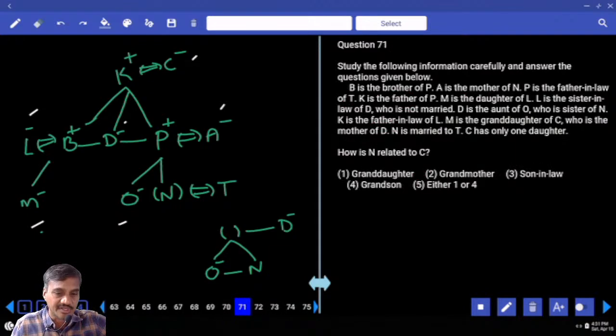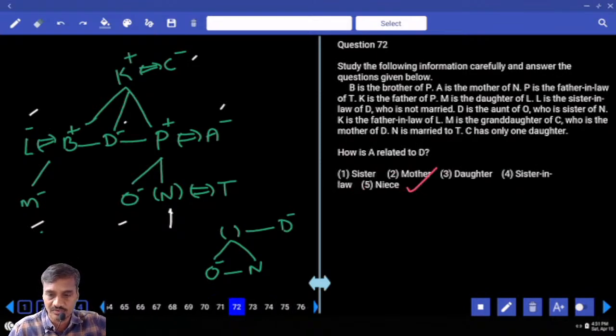How is N related to C? N related to C, C's daughters, C's sons, daughter or son. If N is the son, grandson. N is the daughter, granddaughter. Grandson or granddaughter, and say either 1 or 4, choice 5, 71.